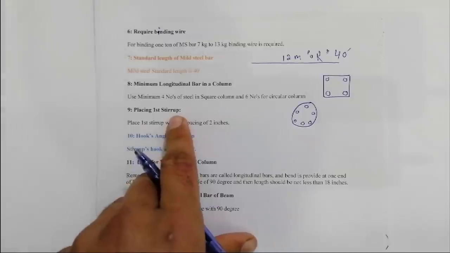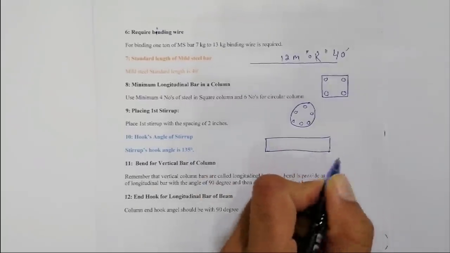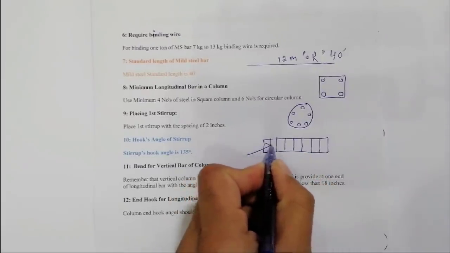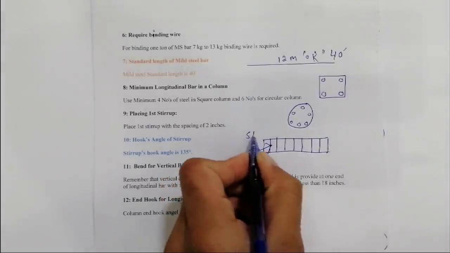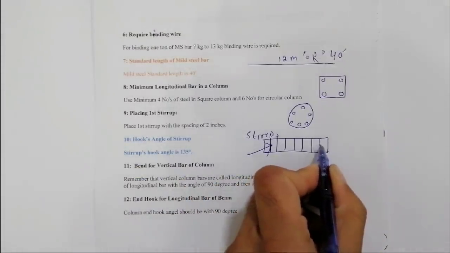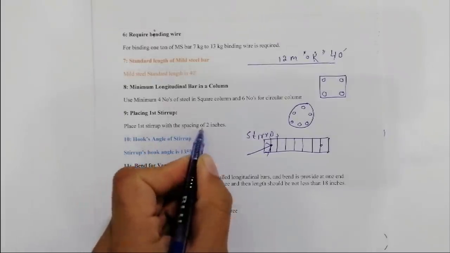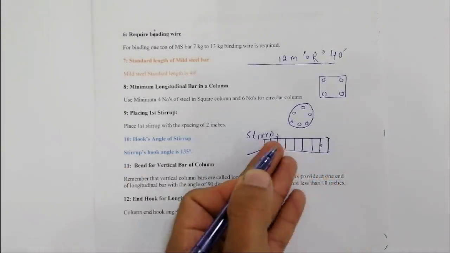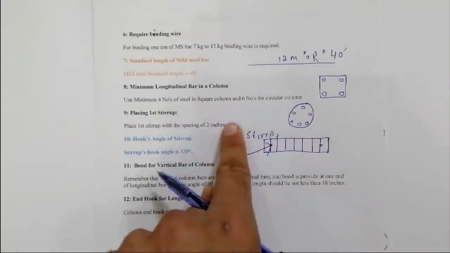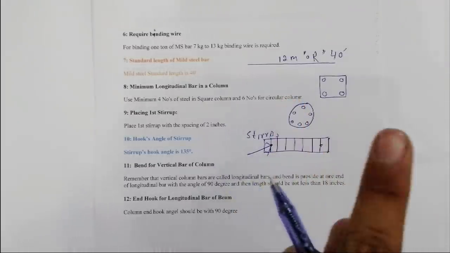Now the ninth, placing first stirrup. You can see this is RCC column, and this is called stirrup, right? So place the first stirrup. You can see this is beam, and the first stirrup should be placed with spacing of 2 inches, and after that you can take your design spacing, for example 5 inches, 6 inches or 8 inches, it depends on your structure, but the first stirrup spacing should be fixed at 2 inches, right?